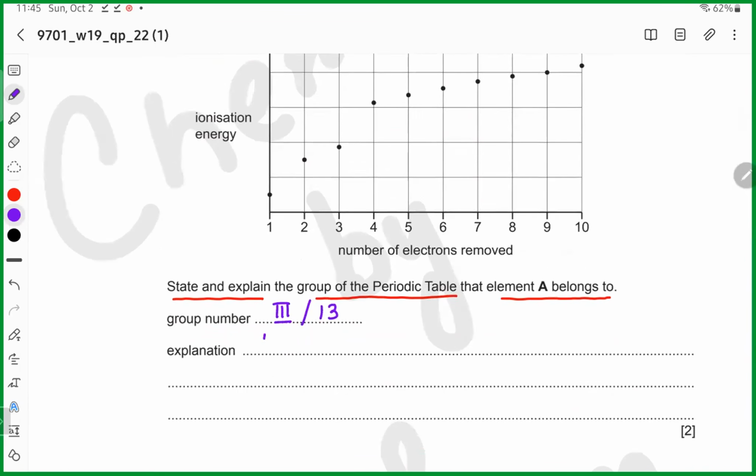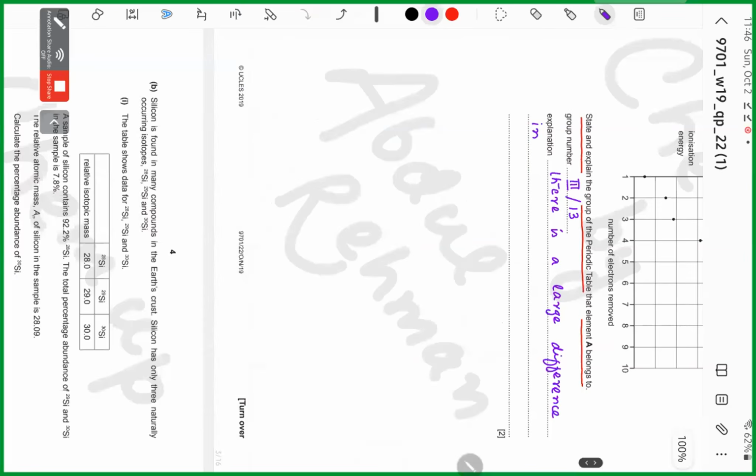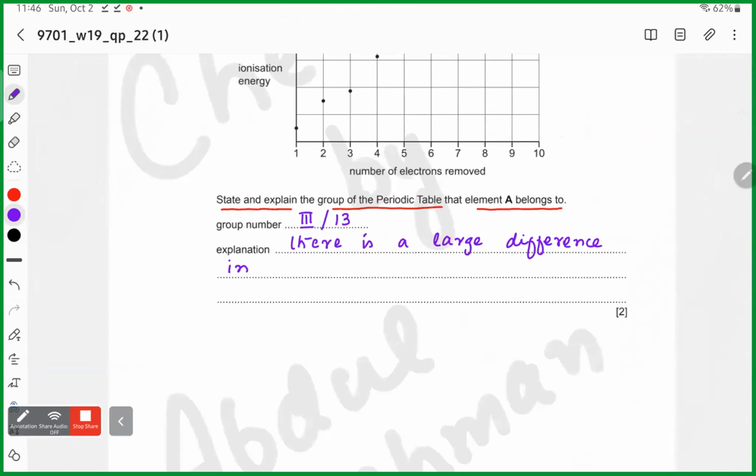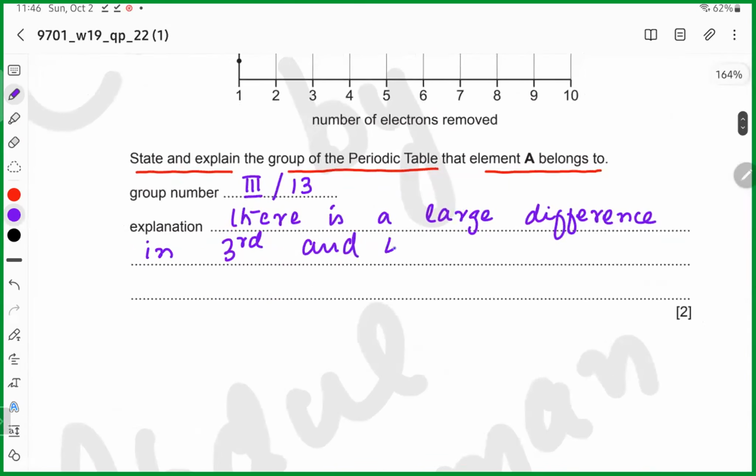So we can say that there is a large difference in third and fourth ionization energy. Is this understandable to everyone? Yes, sir.